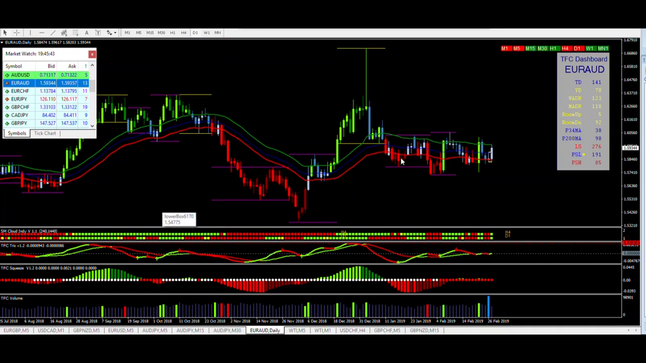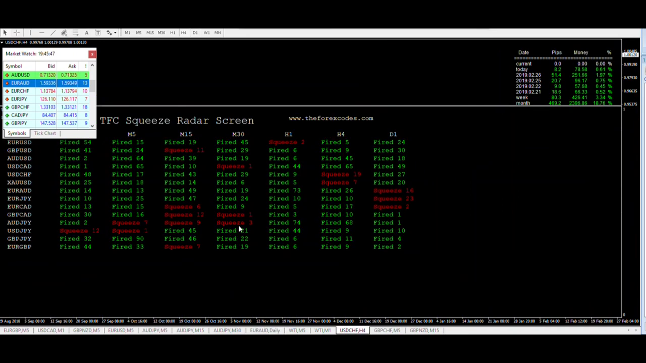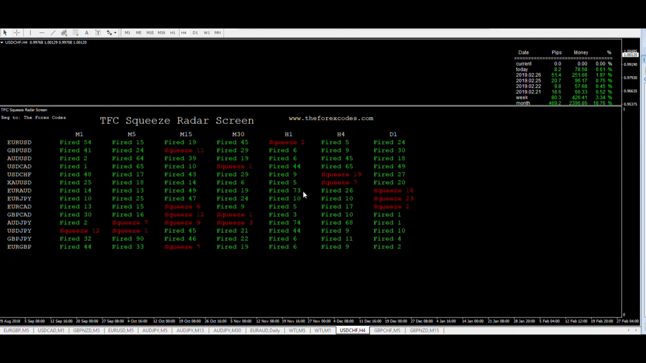Okay. But there's one coming there. And the thing is, the radar screen is giving you this information at a glance. Right, we saw that dollar yen at 5 minutes. Here it is on the radar screen, just fired off. Euro yen, as we were watching on the 1 minute, it's fired off. The 1 minute here just gone into red, is what I meant. Red squeeze. Euro yen 5 minute.